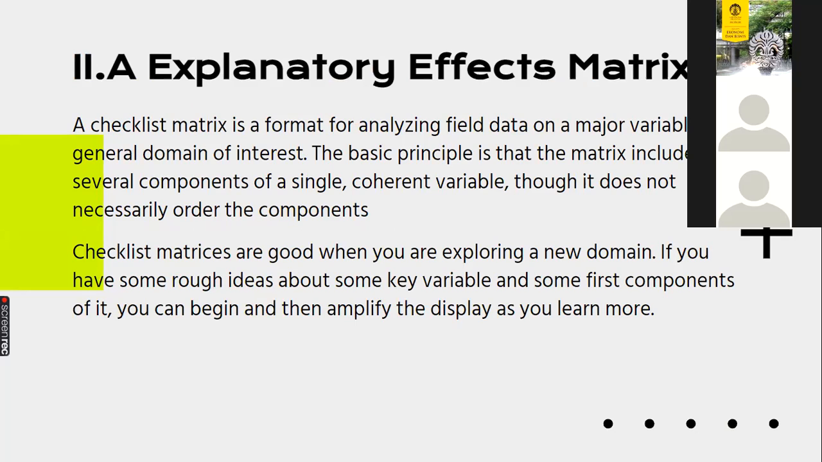So the first form is a checklist matrix, a format for analyzing field data on a major variable or general domain of interest. The basic principle is that the matrix includes several components of a single coherent variable, though it does not necessarily order the components. Checklist matrices are good when you are exploring a new domain. If you have some rough ideas about some key variables and some first components of it, you can begin and then amplify the displays as you learn more. Next slide.